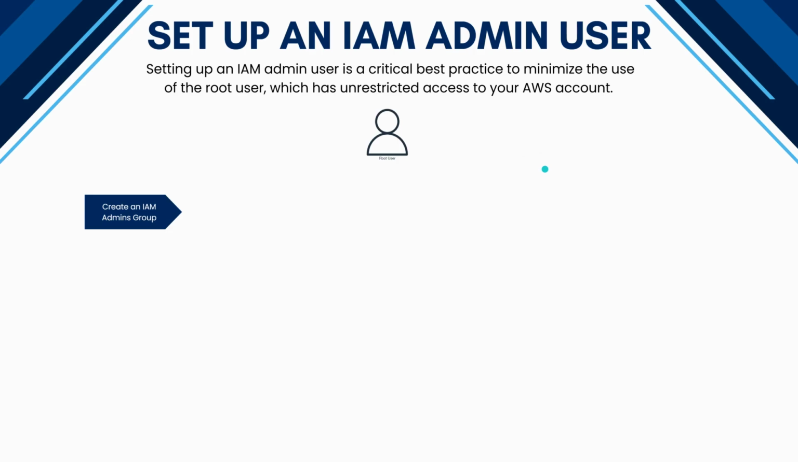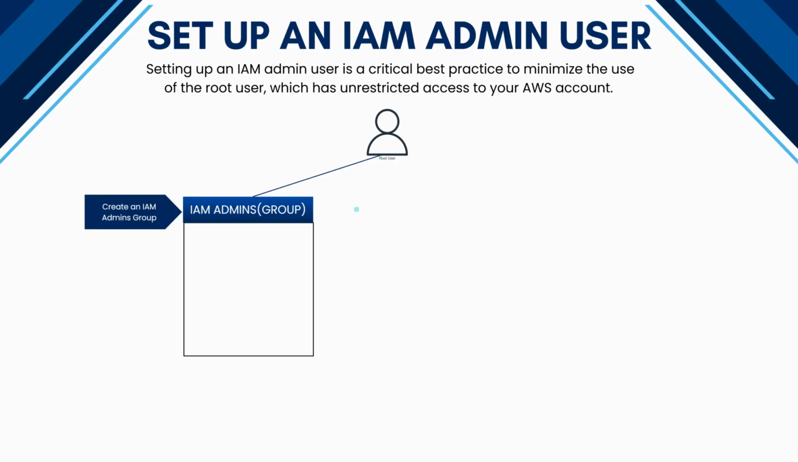Okay, so we first need to create an IAM admins group, which will live under the root user, which we are still needing just to set this admin user up. Once this is done, we are going to put the root user away in a safe place, store it, and only use it if we really, really have to. So the admins group is a group that will contain users. We do not have any users in there at the moment.